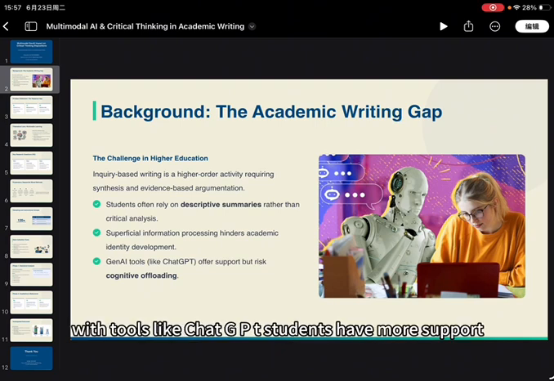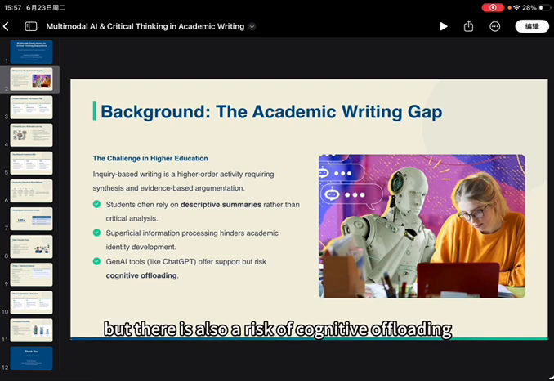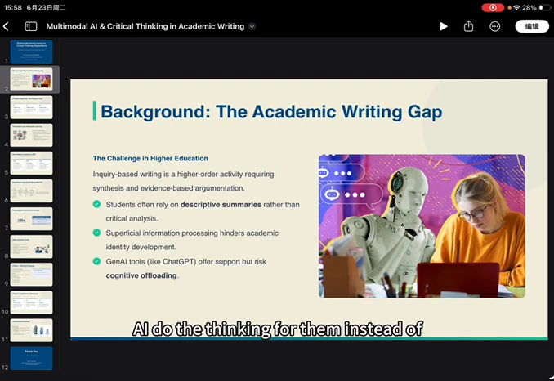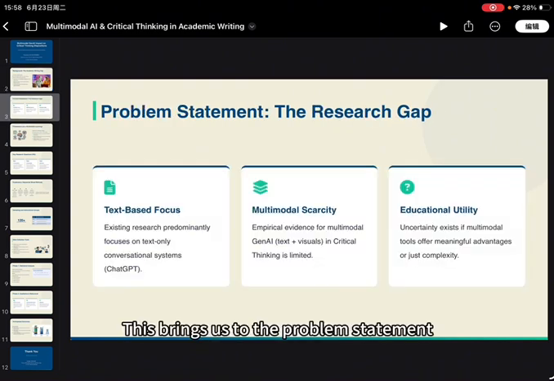Now, with tools like ChatGPT, students have more support, but there is also a risk of cognitive offloading, meaning students might let AI do the thinking for them instead of developing their own academic voice. This brings us to the problem statement.